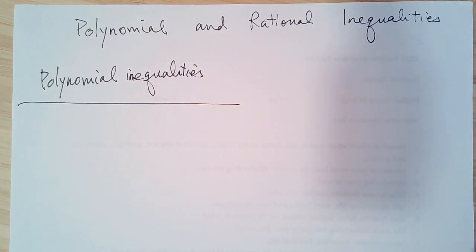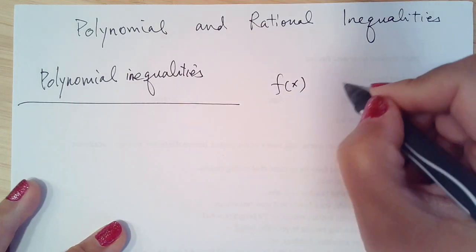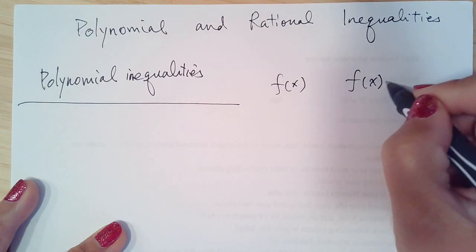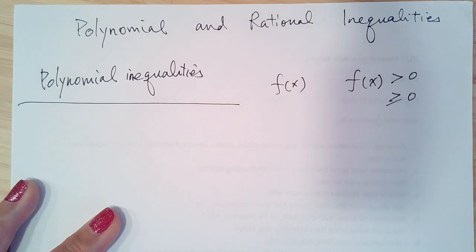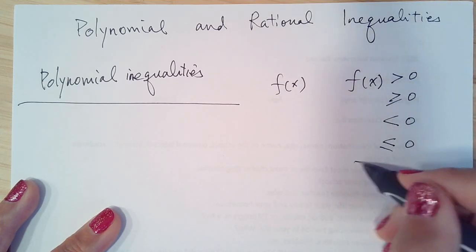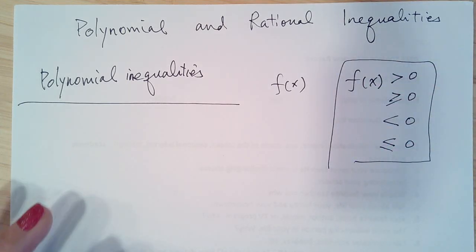Okay, so you have f of x, a function, and I ask you to solve for f of x equals 0. I want to solve it for f of x greater than 0, greater than or equal to 0, less than 0, less than or equal to 0. Something looks like this. That's the inequalities, right? So let's see, how should we do that? Let me tell you how to do it.